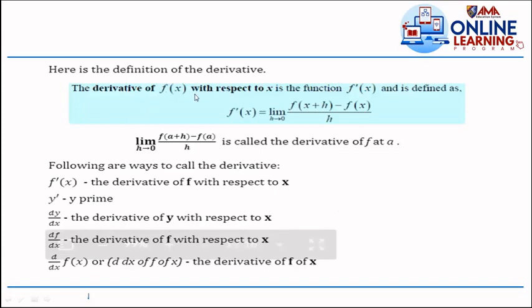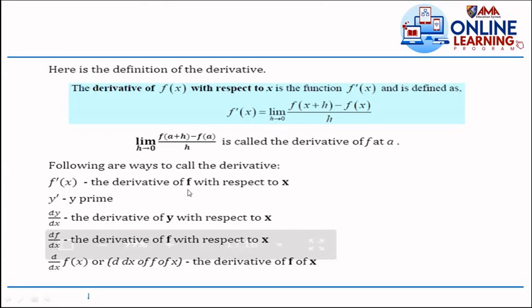The derivative of f of x with respect to x is the function f prime of x and is defined as f prime of x is equal to the limit of f of x plus h minus f of x all over h as h approaches 0. So what we're going to do from our original function, we're going to replace x by x plus h, and then we're going to subtract your original function. Okay? So the limit of f of a plus h minus f of a all over h is called the derivative of f at a.